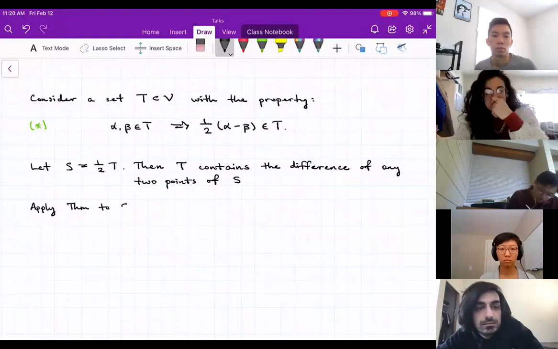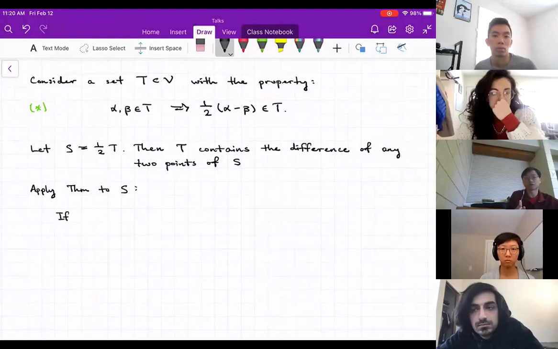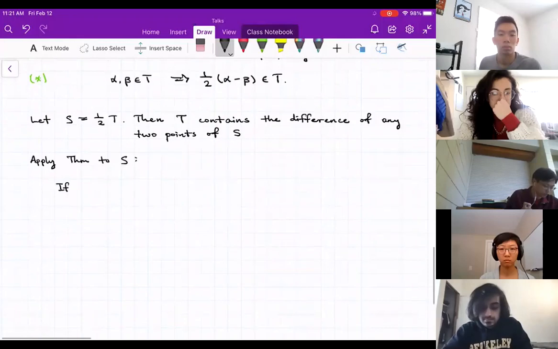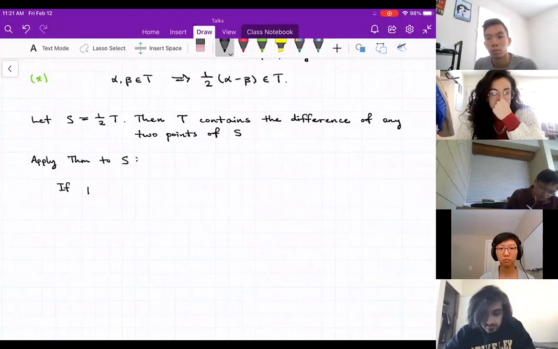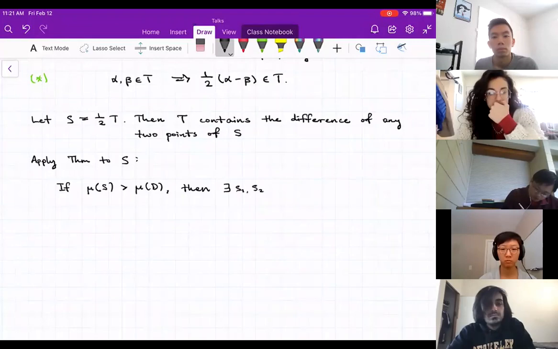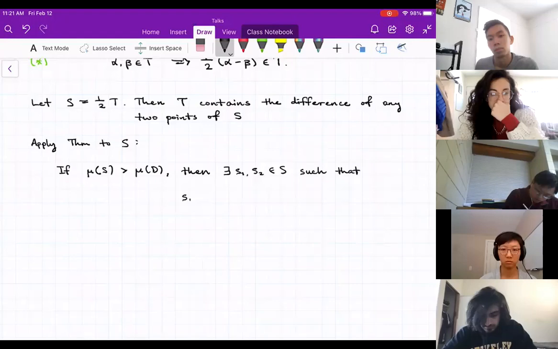Okay, so then the statement we see is that, as above, we have our vector space V, we have our full lattice lambda and our fundamental parallelepipeds. So if the measure of S is greater than the measure of D, then there exist S1 and S2 in S such that S1 minus S2 is in our lattice lambda.